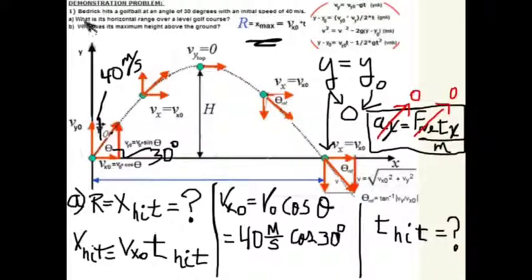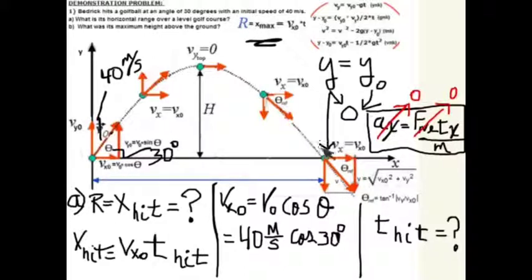The problem is Bedrick hits a golf ball at an angle of 30 degrees with an initial speed of 40 meters per second. So at the moment the golf ball comes off the golf club, it becomes a projectile because at that point in time the only force is a gravitational force. Part A, what is its horizontal range over the level golf course?